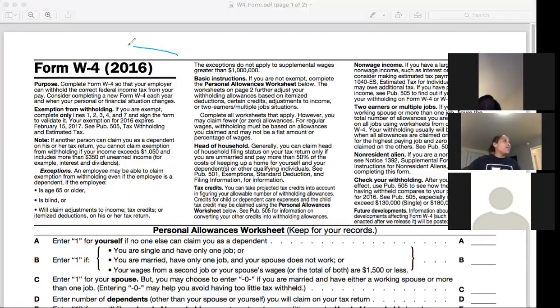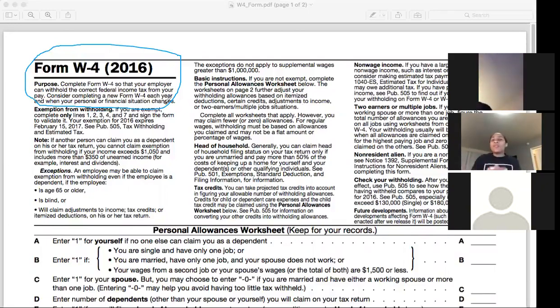You should be able to see me draw some stuff around here. All right, cool. So right here, the first line in the upper left-hand corner of the form says purpose. What's the purpose of this form? It says complete form W-4 so that your employer can withhold the correct federal income tax from your pay. Consider completing a new form W-4 each year and when your personal or financial situation changes. So the government, the form itself is telling you, you need to be revisiting this form. But most people, about 80% of people who are working, never revisit this form until they get another job, okay? When you get hired on day 1, you fill it out and then you don't fill it out again until you get hired somewhere else.